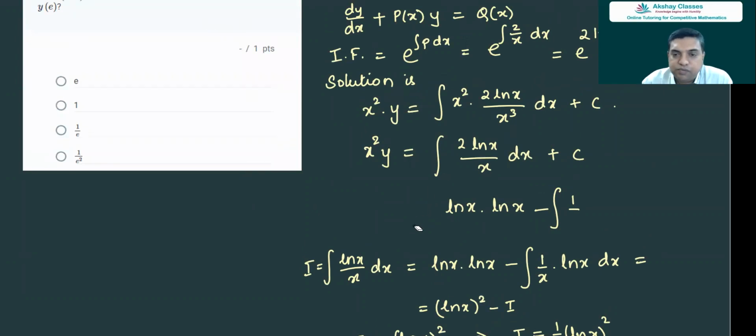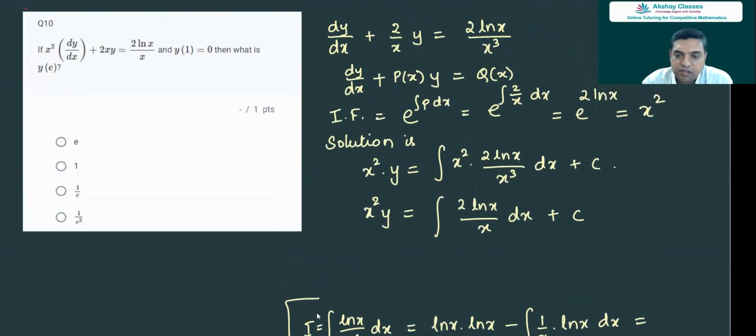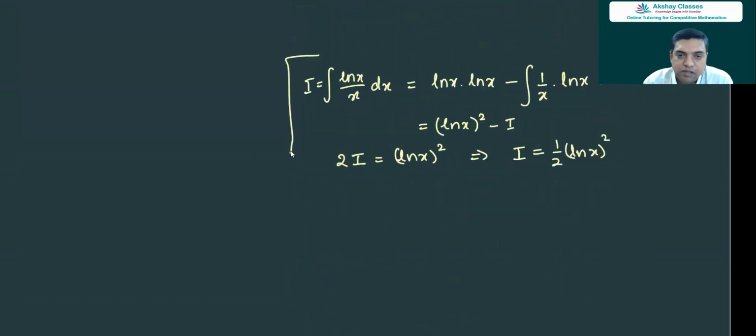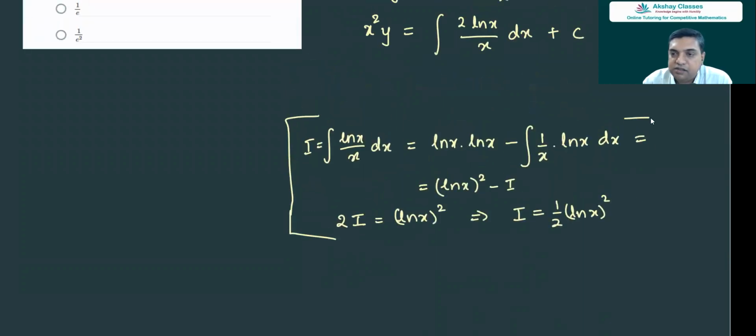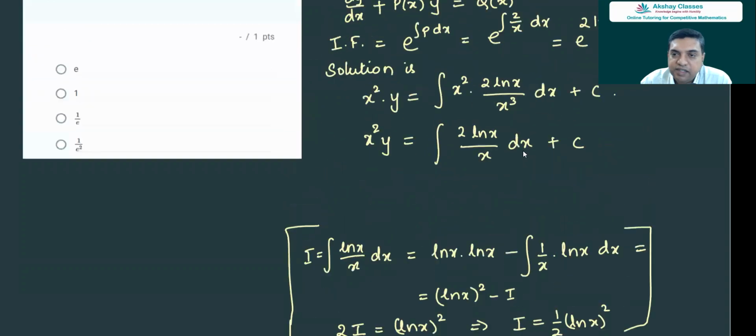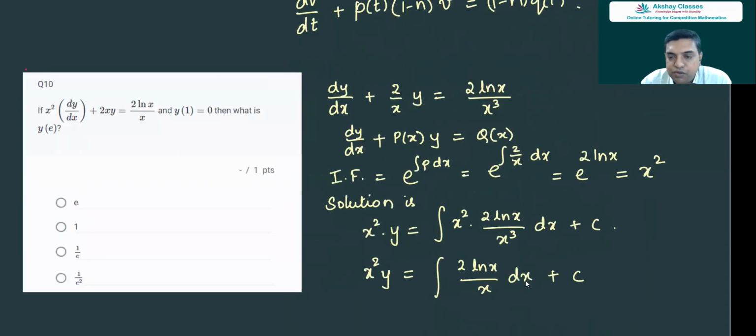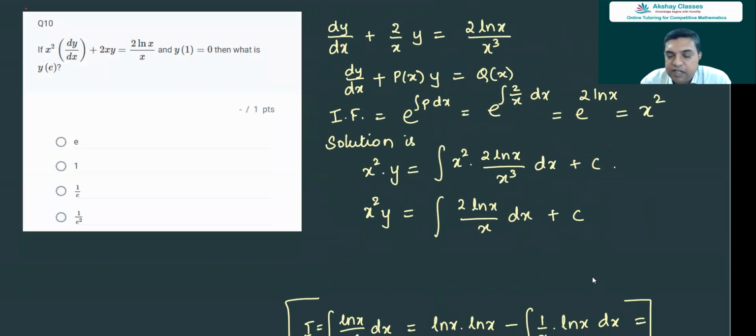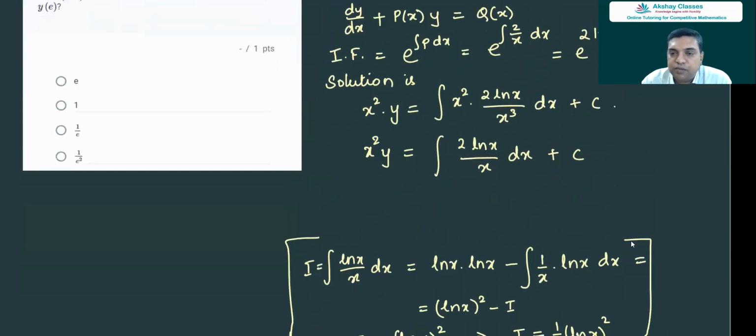Of course, integration by parts or by substitution also we can do this. By substituting log x as t, 1 by x dx will be dt. So 2t, you will get 2t dt, t square is the answer. So this is equal to log x the whole square plus c.